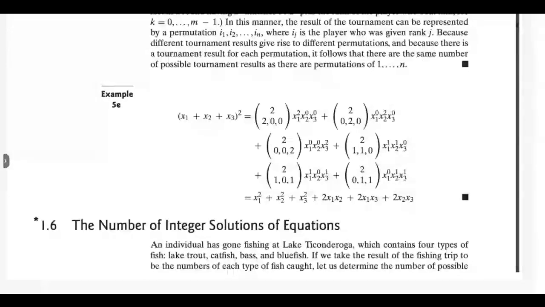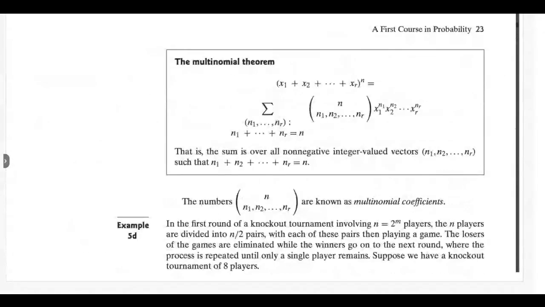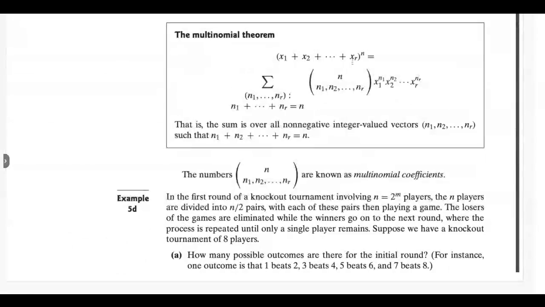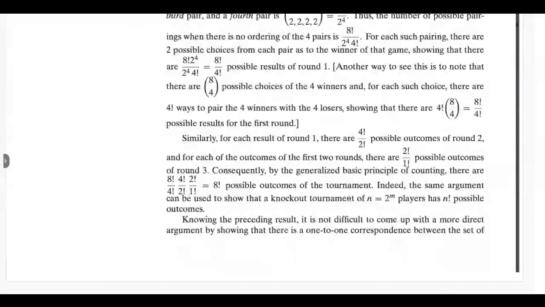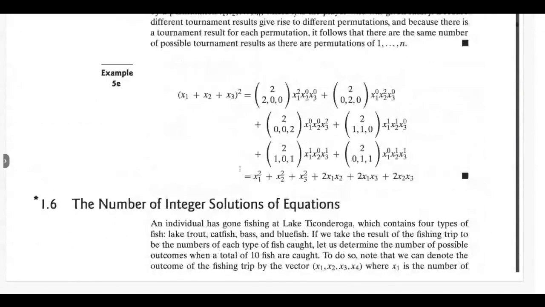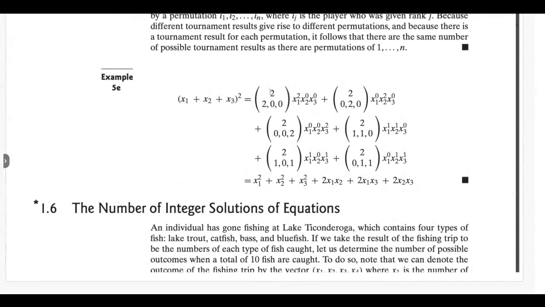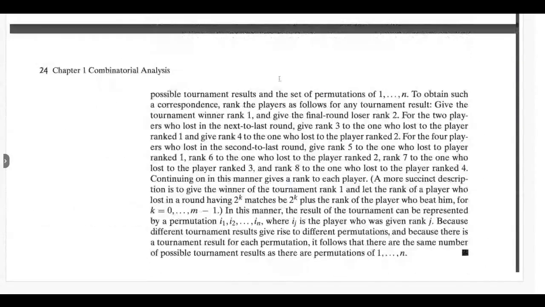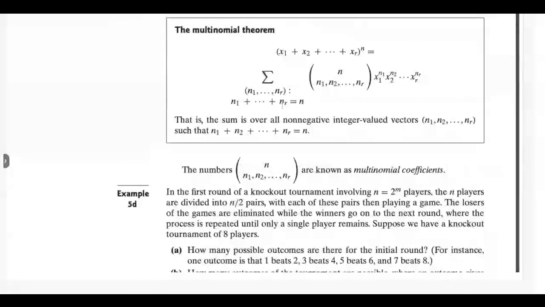Let's see this example. So this example is the notation here: X1 plus up to XR, raised to the power of N, right? Defined as this. So X1 plus X2 plus X3 raised to the power of 2 equals to, remember the summation goes from 0 to, so this is 2, right? From 0 to 2. You see the summation sign. It doesn't say anything, but we understand as we have N1 up to NR.